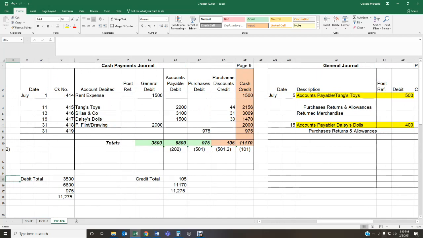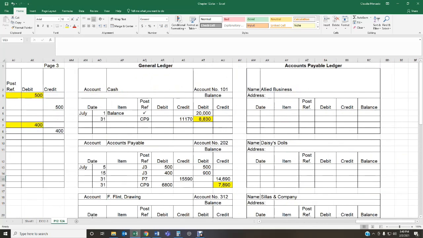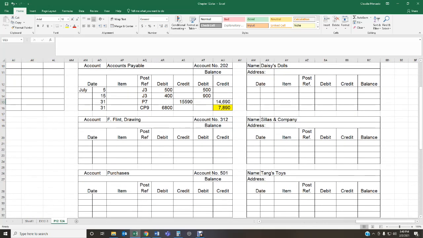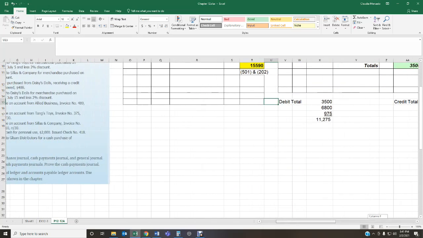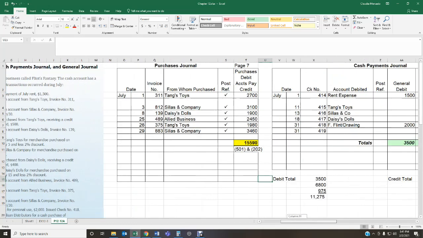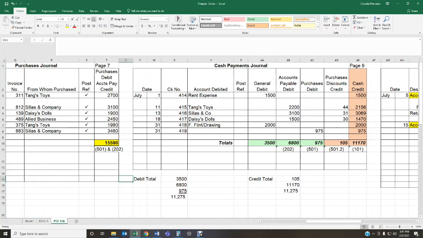Now let's look at the next general ledger that we have. We have another ledger called drawing. So did any transactions affect the drawing account? I believe we had one transaction that was a withdrawal. And if we go back, we would locate that withdrawal right here. Okay, we had a withdrawal of $2,000.